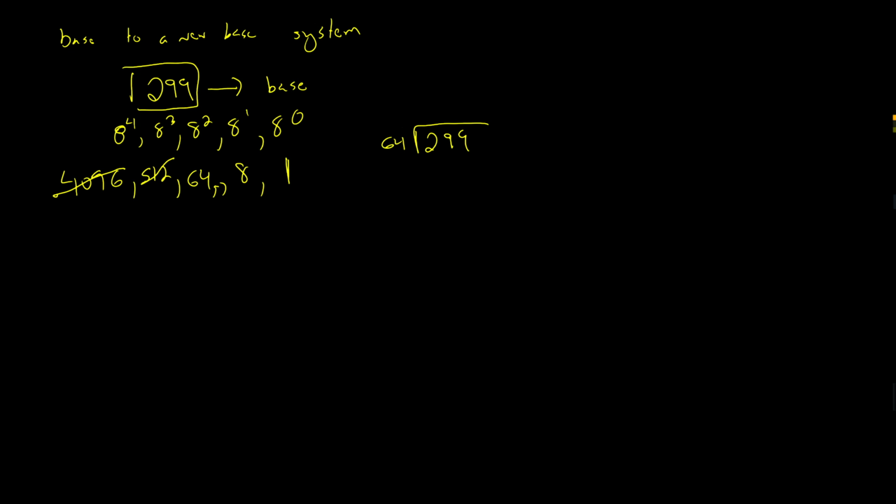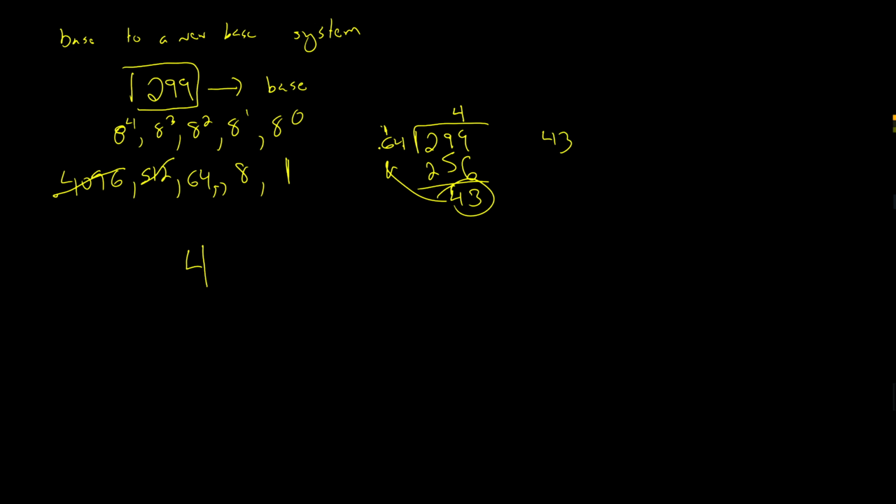I know it can't be 5, so I'll try 4. 4 times 4 is 16. Carry my 1. 4 times 6 is 24 plus 1, and there we go. And so I get 3, and that's not bigger than 64. And so in my 64s place, I have a 4. But what's left over now is this 43.